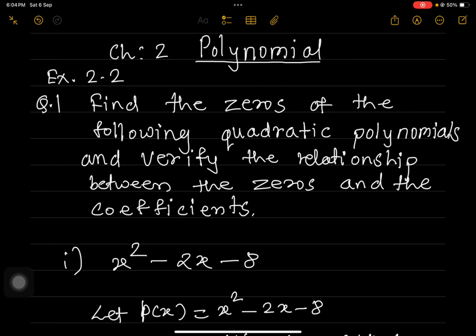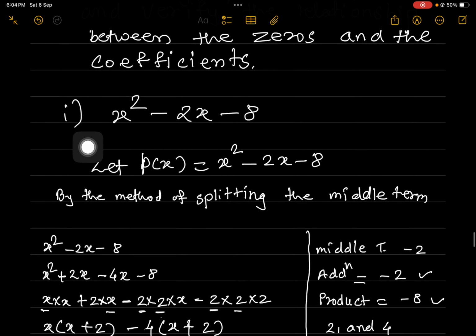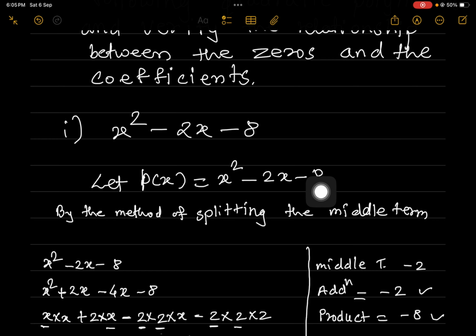Hello friends, now we will see in chapter 2 polynomials exercise 2.2. Here, question number 1. Find the zeros of the following quadratic polynomials and verify the relationship between the zeros and the coefficients. Here the first polynomial is given: x square minus 2x minus 8. We have to find out the zeros of this polynomial.